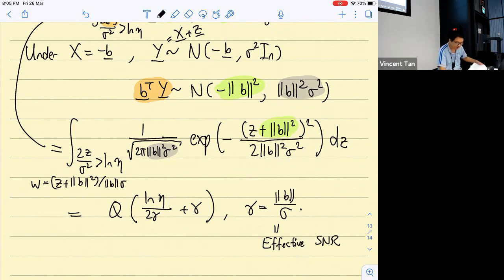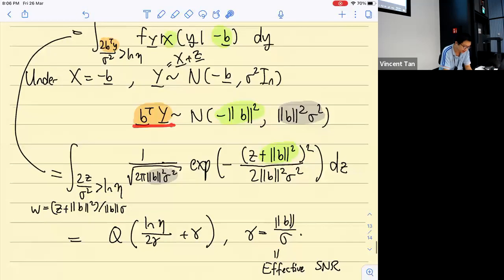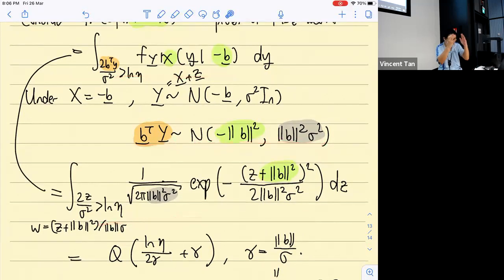So that's one calculation: this is the probability of false alarm. You can do the probability of misdetection on your own or look at the book. The point here is that we derive a new distribution, a scalar distribution. And then we can work in the scalar case, because working in the vector case is a big headache.